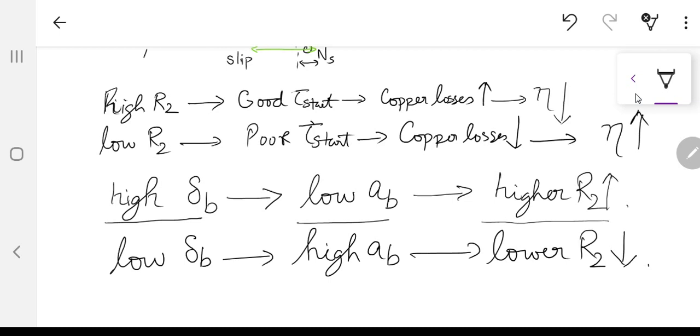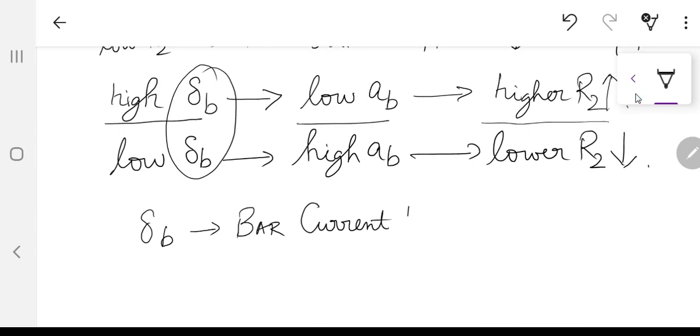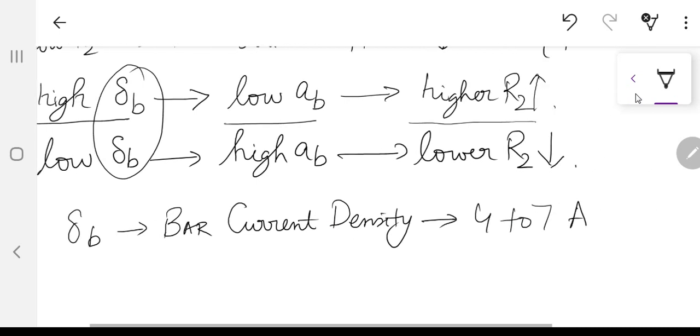So actually the point of discussion here is that by selection of the current density for the bars, you are going to decide whether you want to keep the rotor resistance large or small. Based on this, the delta B, that is the bar current density, has to be kept from something like 4 to 7 amperes per mm square.